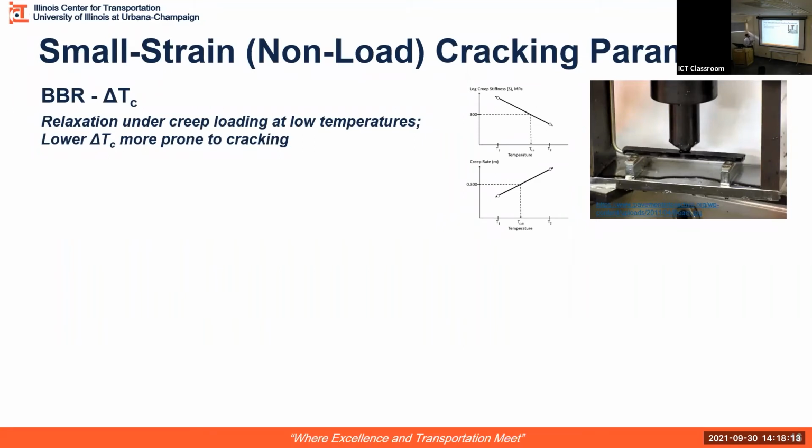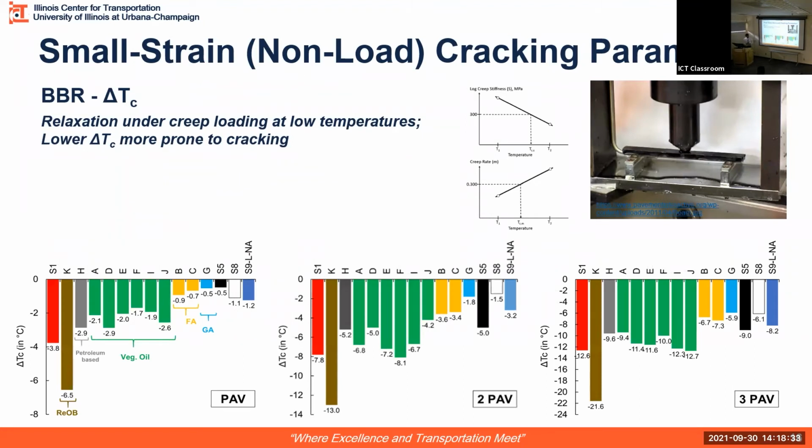The first parameter we looked at was delta TC. Delta TC is a parameter which gives us an idea about the relaxation potential of a binder under creep loading at low temperatures. And so a lower delta TC would suggest that the binder is more prone to cracking. We got the delta TC at different aging conditions as highlighted before: single PAV, double PAV, 40 hours of PAV and 60 hours of PAV.